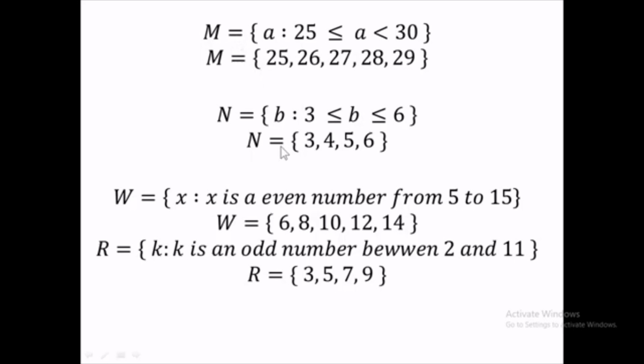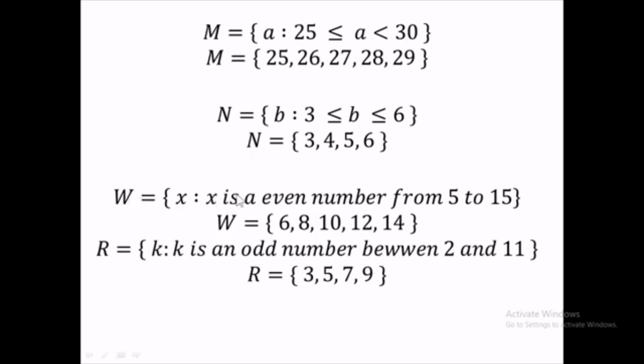Then I have set N having B elements such that 3 is less than or equal to B, less than or equal to 6. That means B is greater than or equal to 3 and B is less than or equal to 6. So 3 is among the elements and 6 is also among the elements. So I have 3, 4, 5, 6 as the elements in set N.